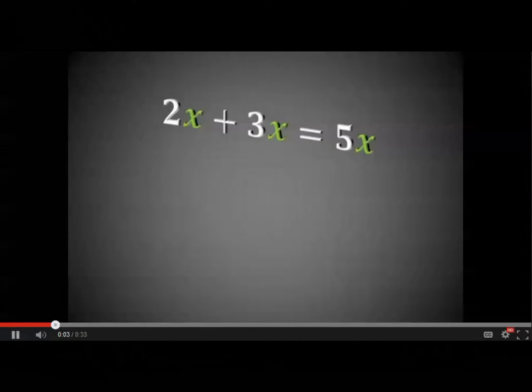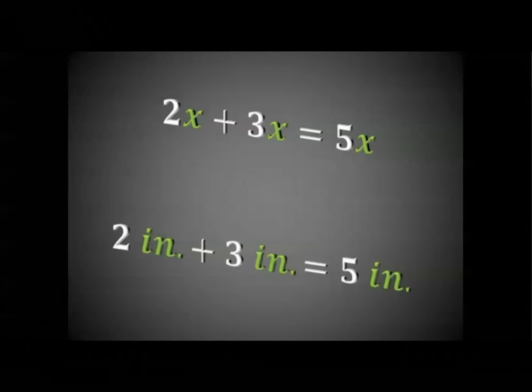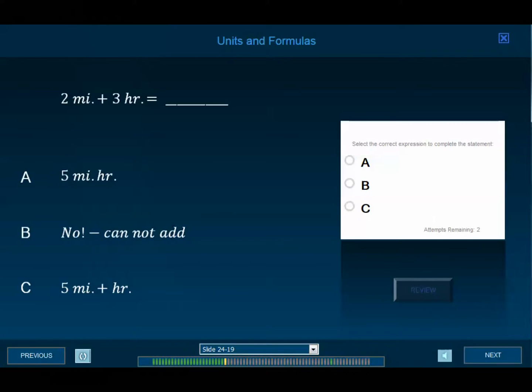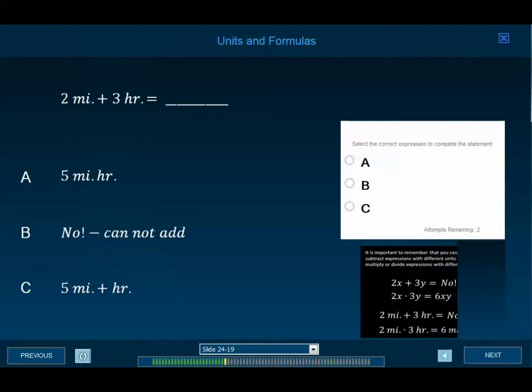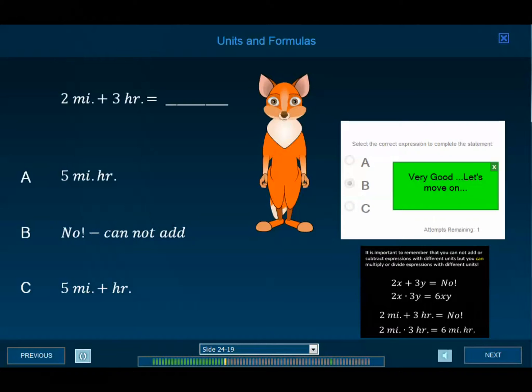And we can calculate with units in the same way that we calculate with variables. We say that 2x plus 3x is equal to 5x. In the same way, we say that 2 inches plus 3 inches equals 5 inches. 2 miles plus 3 hours equals which of the following? Very nice. You cannot add when the units are different. Your answer choice is B.